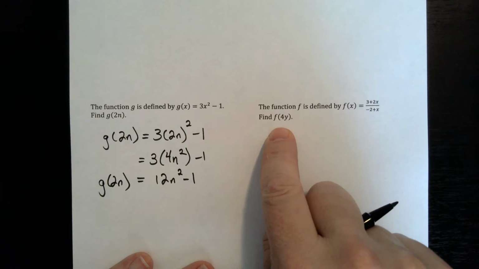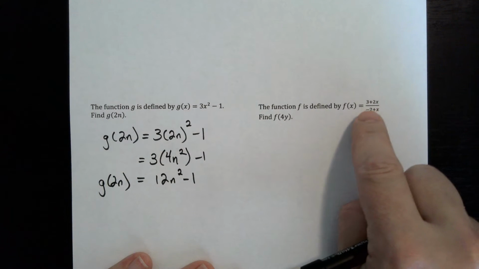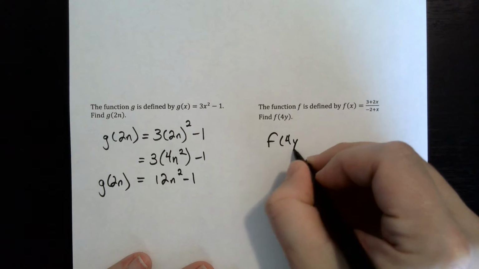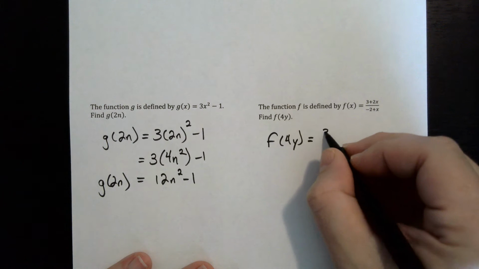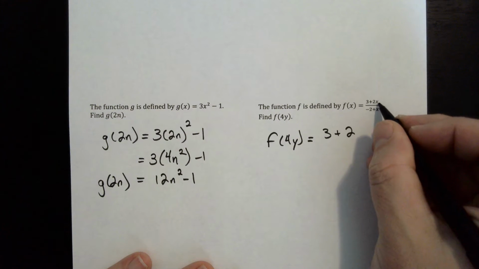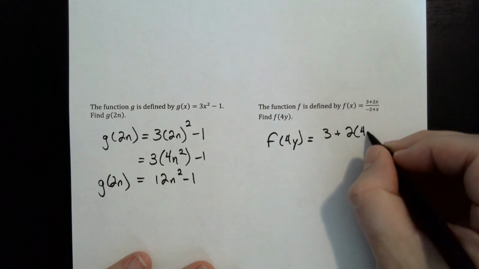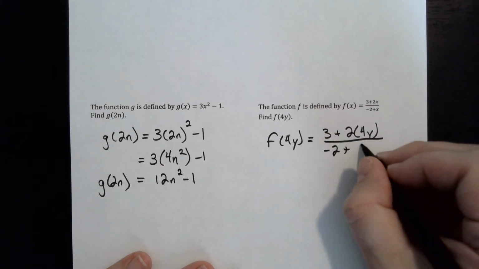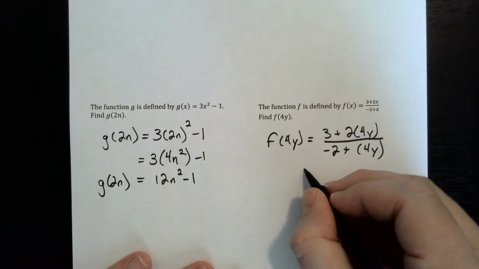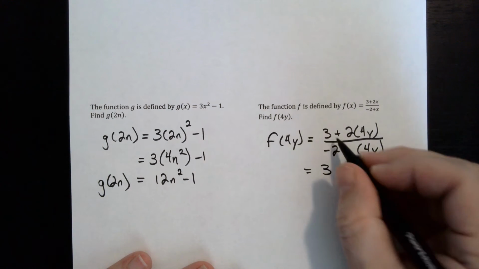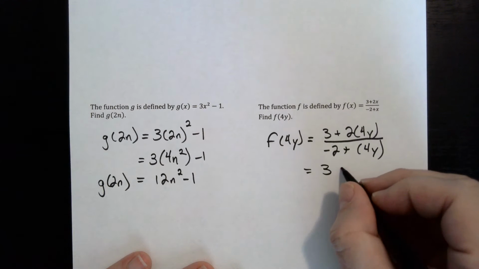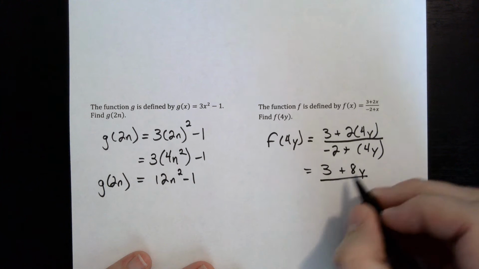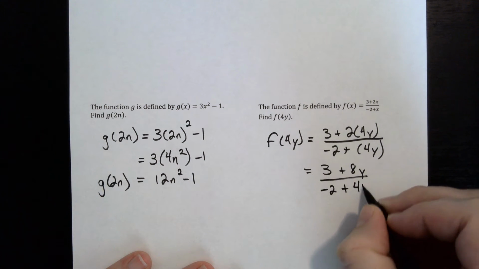Okay. f of 4y into this function, 3 plus 2x over negative 2 plus x. So f of 4y is equal to 3 plus 2x, except we're going to replace it with 4y, over negative 2 plus x, or in our case, plus 4y. Okay, let's clean that up a bit. So the 3 on top, nothing happens. 2 gets multiplied by that, and it becomes 8y on top. So 3 plus 8y. And then on bottom, negative 2 plus 4y. And that's it.